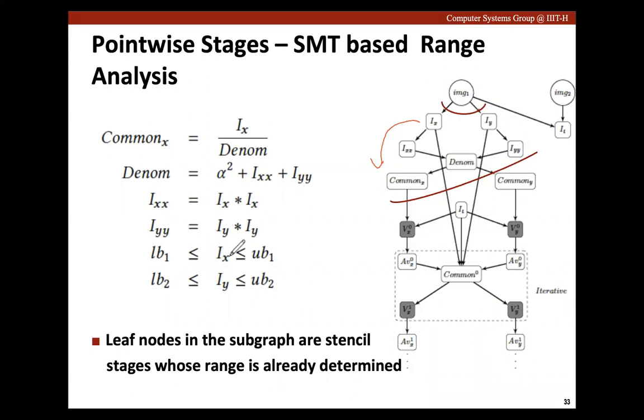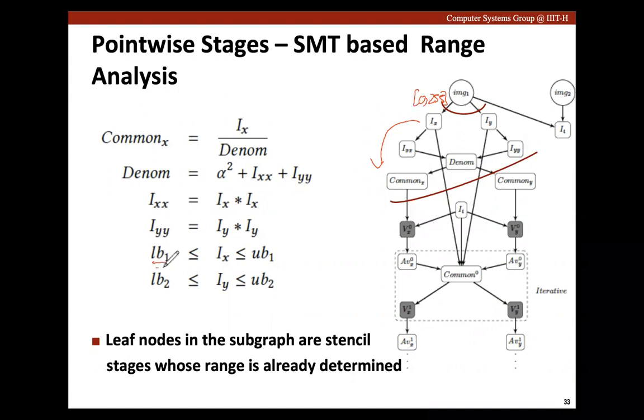And what are the constraints on ix and iy? Ix has a lower bound and an upper bound. And how do we get the upper bound and lower bound on ix? We know the input image has pixels coming from a given range, and we are applying a stencil operation. When we apply the stencil operation on pixels coming from this range, we know what the lower and upper bounds will be. It's easy to estimate.